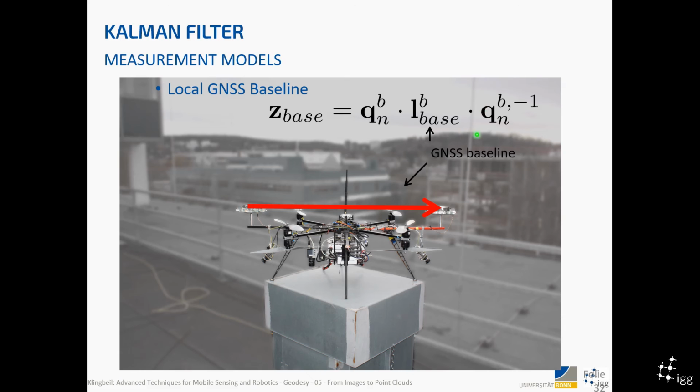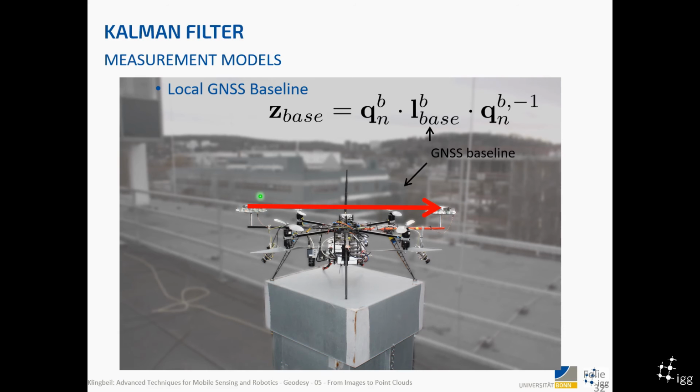And the last measurement was a local GNSS baseline, because we had two receivers on the drone, right? We could measure the baseline vector here, and this also gives us a measurement of the absolute orientation of the drone.